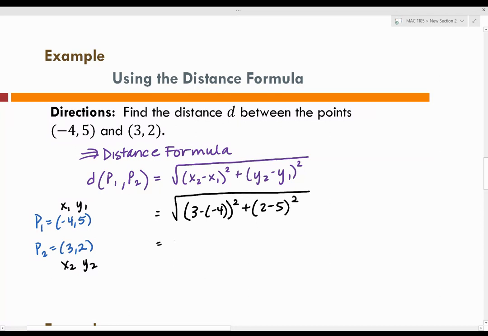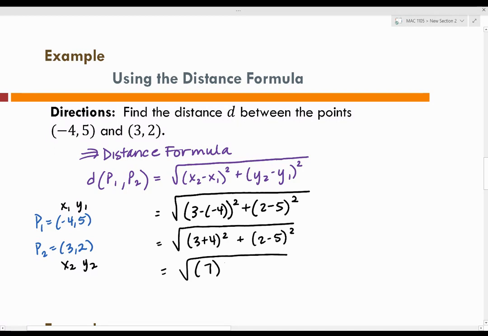And I'm going to simplify using order of operations. So I have 3 minus a negative number. Remember, a negative times a negative is positive. So it's going to give me 3 plus 4, and 2 minus 5. Then I go ahead and clean that up. So 3 plus 4 is 7, and 2 minus 5 is -3. When I simplify that some more, 7 squared is 49, -3 squared is 9, and that gives me the square root of 58.